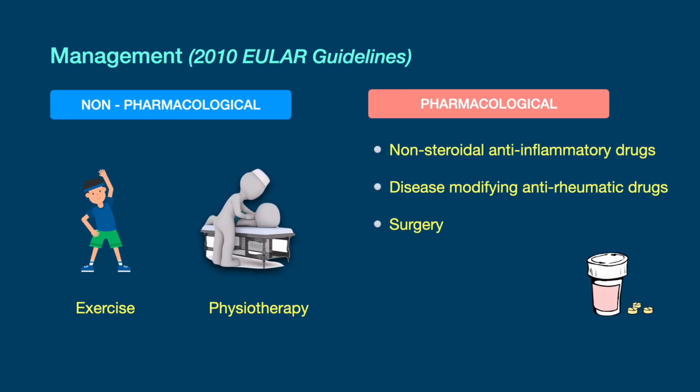As for management, we would follow the 2010 EULAR guidelines, which suggest the non-pharmacological approaches such as lifestyle modification, and this includes encouraging regular exercise such as swimming, as well as physiotherapy. And for pharmacological approach, that would be the initiation of NSAIDs, which is the first-line treatment for pain management in ankylosing spondylitis, and anti-TNF therapy, and this is the second-line agent. And this is only used for patients with severe ankylosing spondylitis which have failed to respond to NSAIDs.